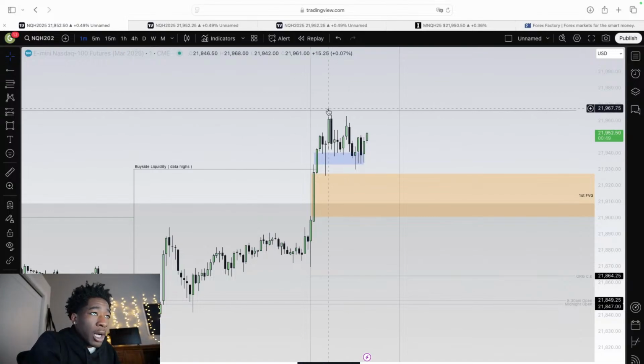We got the initial buy side here, so let's see what we do. If we attack that, the macro is about to start in about 45 seconds, so let's see what we want to head towards.